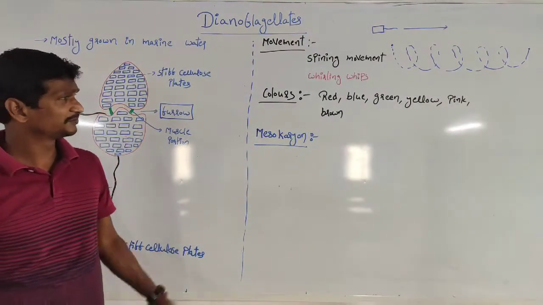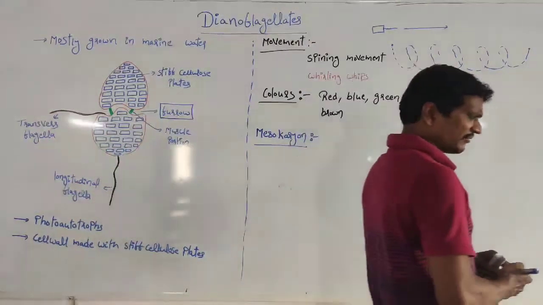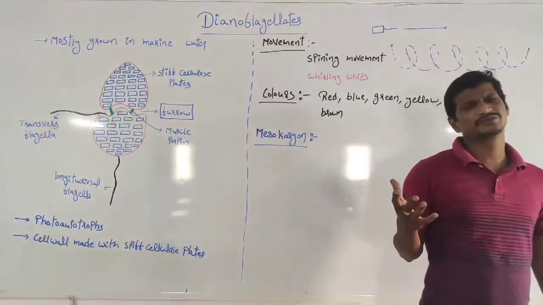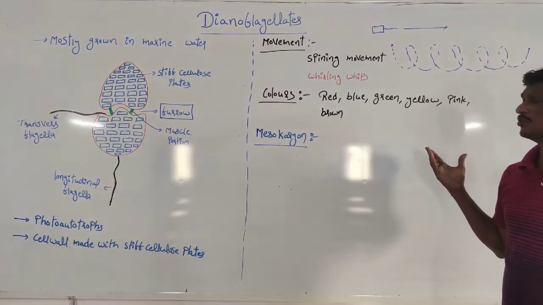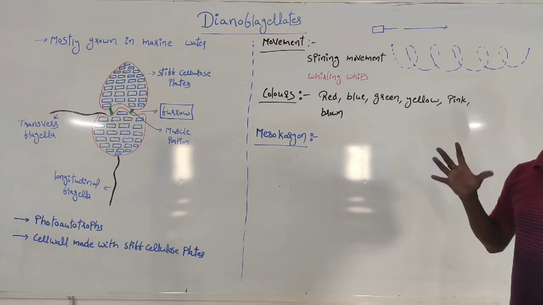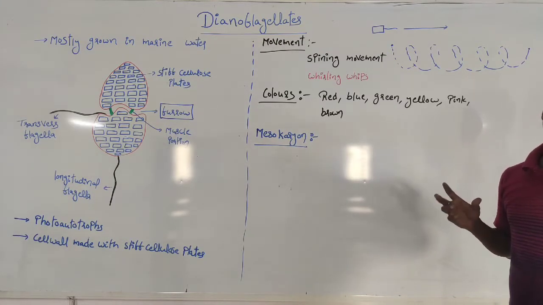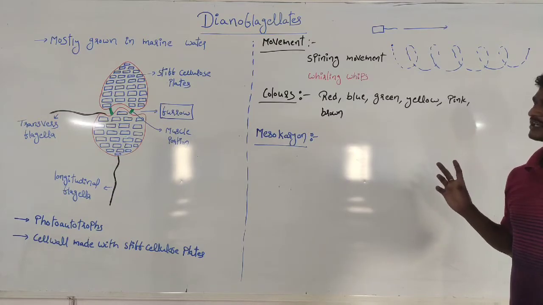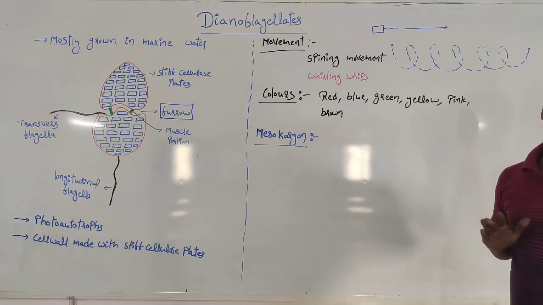And coming to the next one, colors. We already discussed that these are very beautiful organisms because they exhibit different types of colors: red, blue, green, yellow, pink, brown. So different colors are exhibited. The pigments are different, so the colors are different.